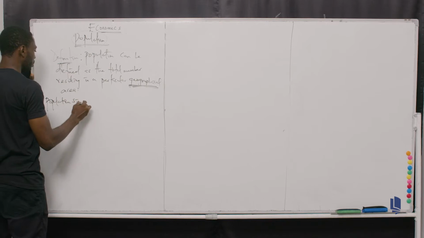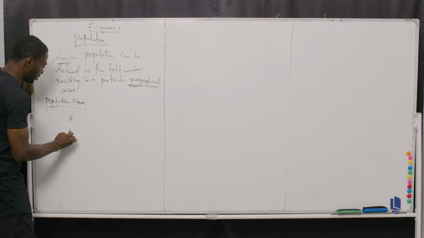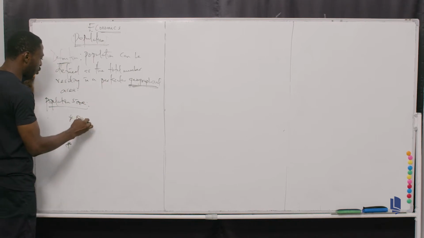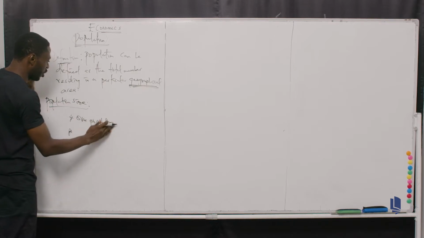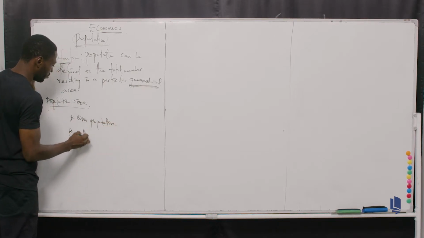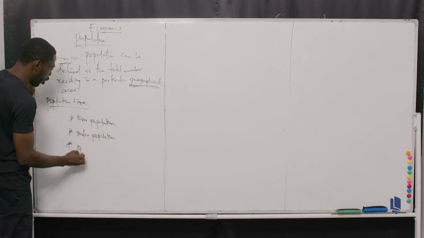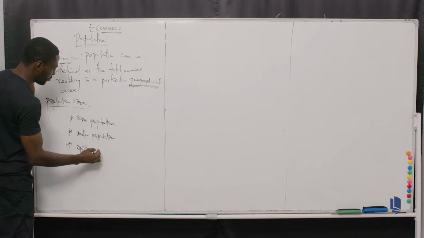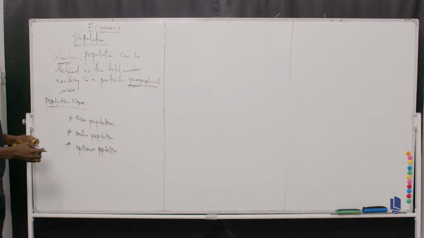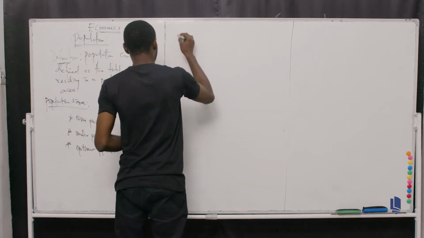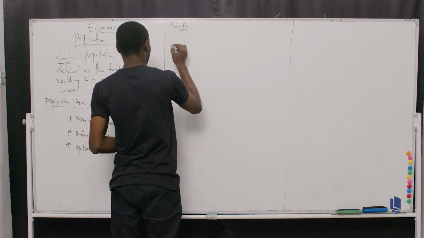The population size. Now, under the population size, we have three aspects of population size. We have the overpopulation, we have the underpopulation, and we have the optimum population. Now, let's have a graphical illustration so that we can understand it better.